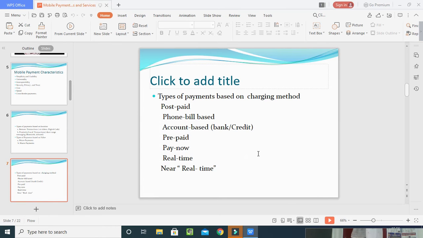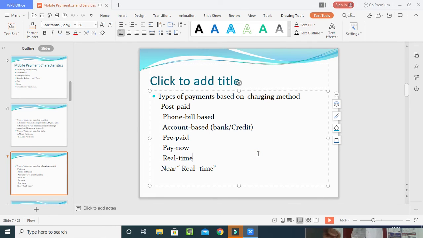Now, next one is types of payments based on charging method. What are those? Postpaid, phone bill based, everything. Account based, prepaid, pay now, real time, all these things come under the charging method. If I want to charge a mobile phone, postpaid, prepaid bill, I have to recharge it. These are the payment modes based on charging method.